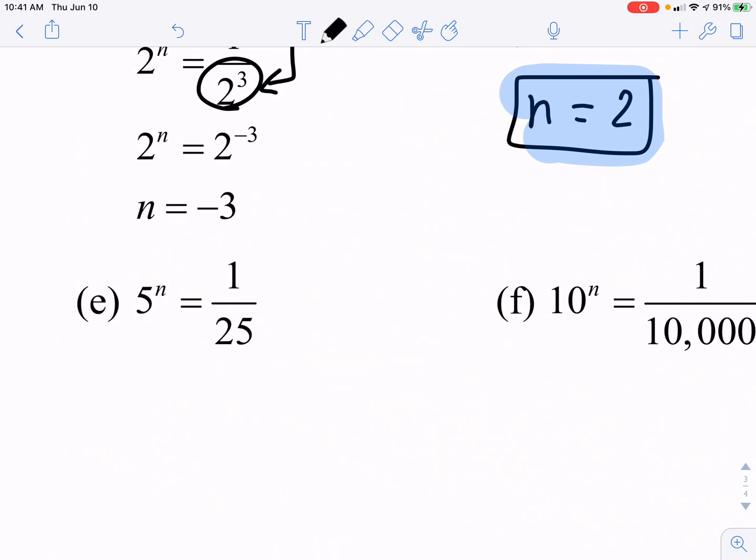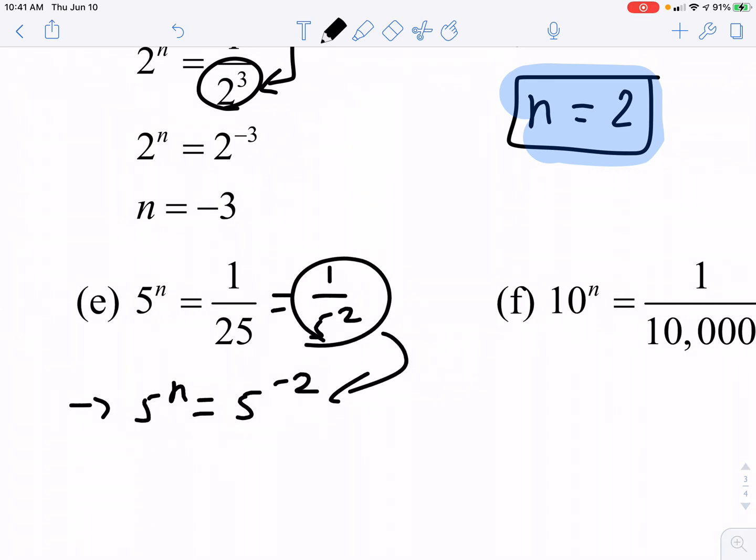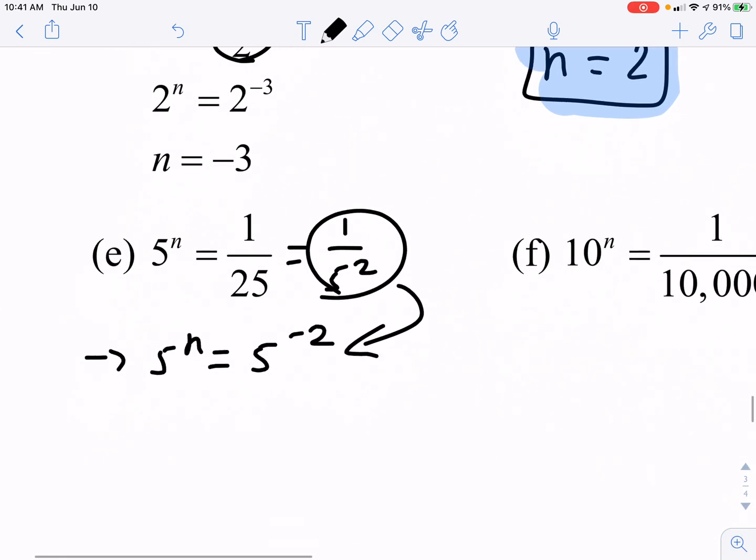In letter E, I'm going to write 25 as 5 to some power. So this would be 1 over 5 squared. And then I can rewrite this as 5 to the n equals 5 to the negative 2, because I can rewrite this as a negative exponent. And you can see if 5 to the n equals 5 to the negative 2, then n must equal negative 2.